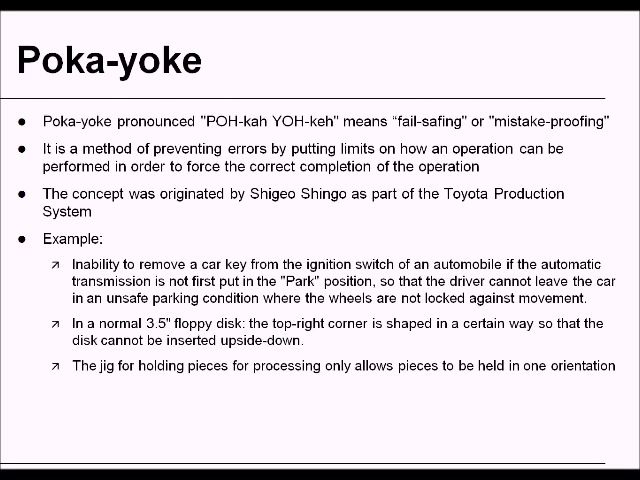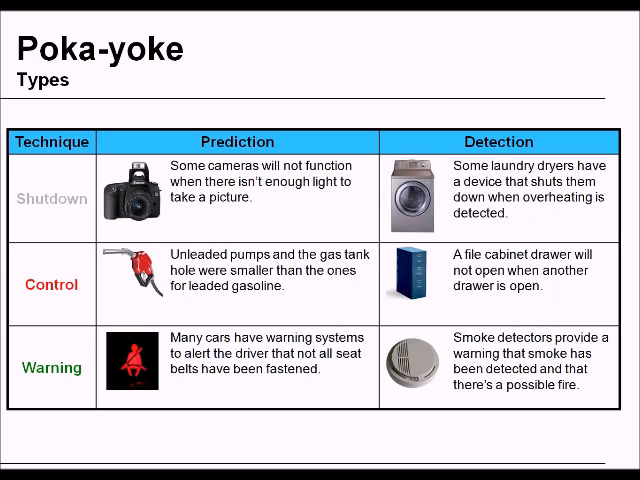Same with, and this shows some of the age of this presentation, a normal 3.5 floppy disk: one corner is shaped in a way that you can't insert it upside down. You can't make the error. Or in a lot of cases, you have jigs and fixtures that will only hold the part in one way so that you don't orient the part incorrectly. These are all building quality into the process. It automatically inspects it without having to inspect it.